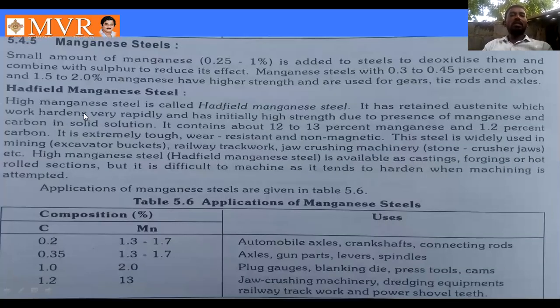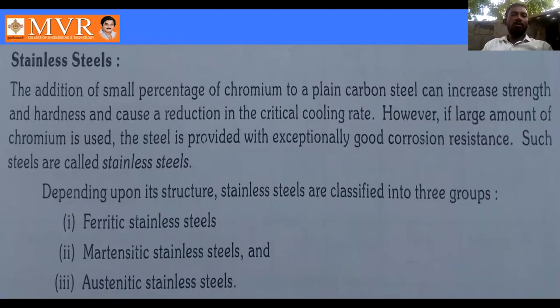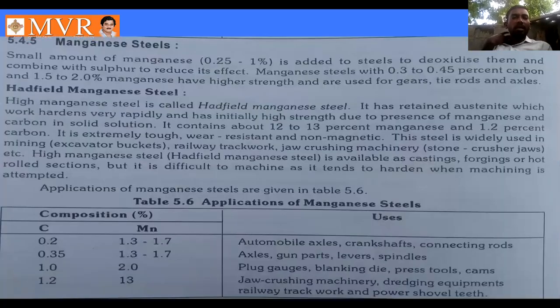Next we can see manganese steels. Chromium is added to the steel for these benefits. In steels we can also add manganese, which is another classification of steel.